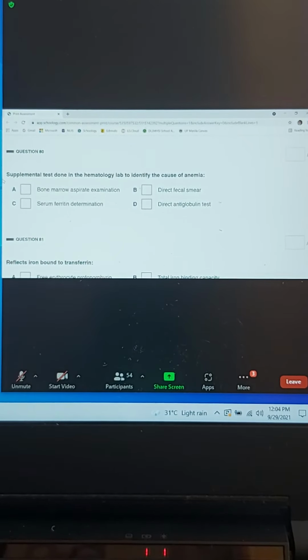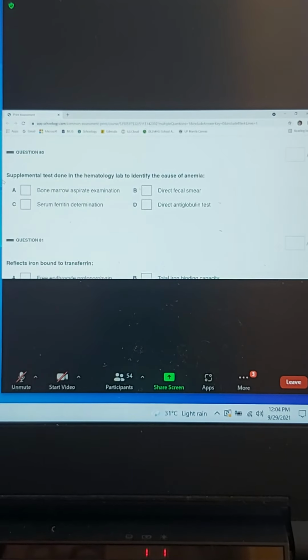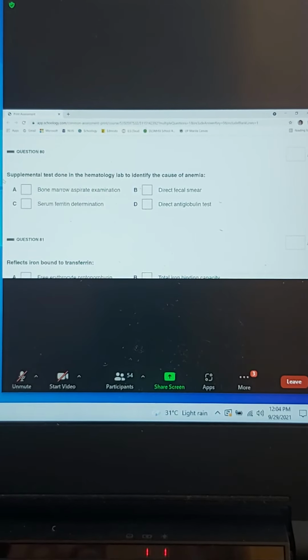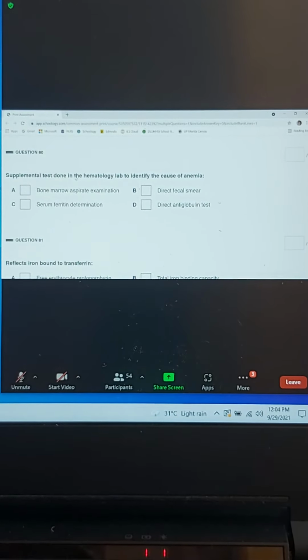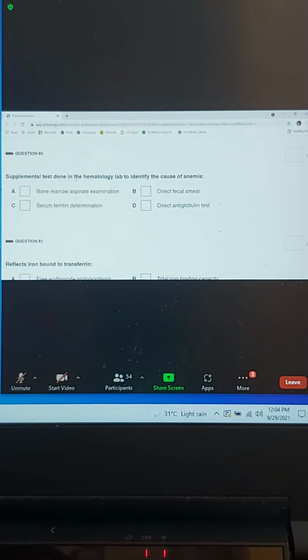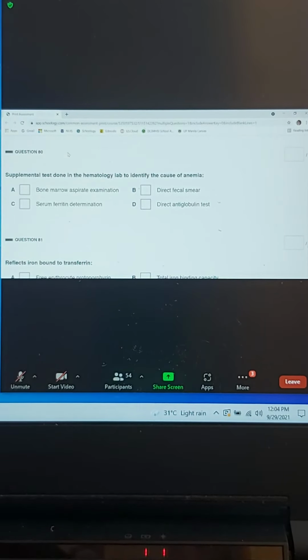A, bone marrow. Okay. So letter A, bone marrow examination. Ang letter C kasi, serum ferritin determination, this is done in clinical chemistry. Letter B, direct fecal examination for possible parasitism, so in clinical microscopy. Letter D, direct anti-human globulin test, so this is sa blood bank.